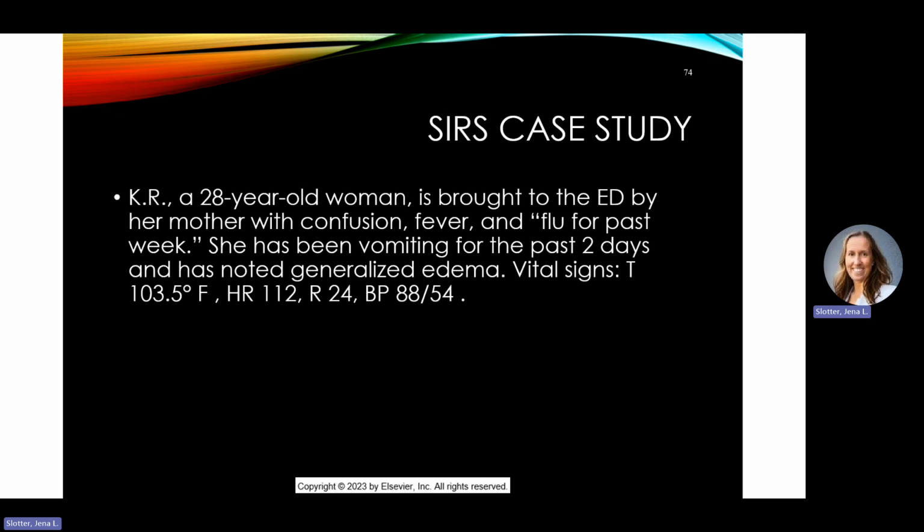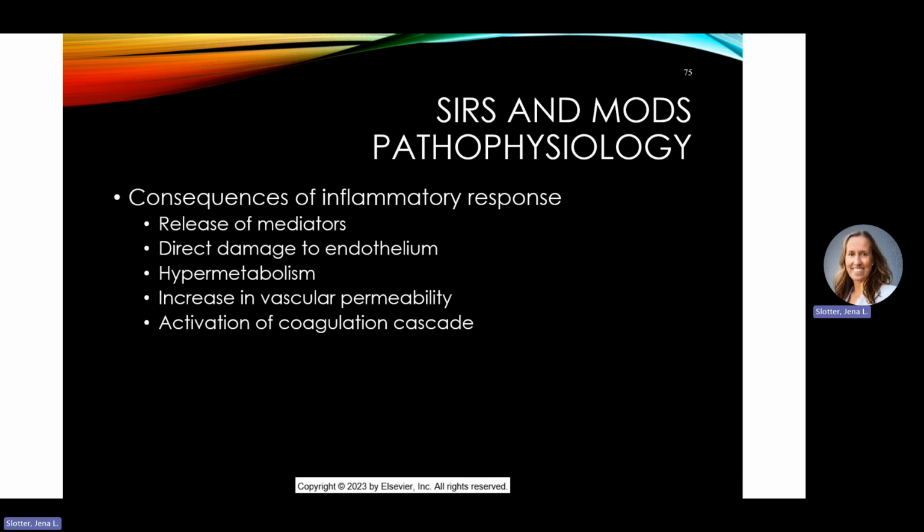So we have another case study patient. We're going to talk about KR. She's a 28-year-old woman brought to the ED by her mother with confusion, fever, and apparently she said she's had the flu for the past week. She's been vomiting for a couple days and noticed some edema. Her vital signs: she has a temp of 103.5, heart rate elevated at 112, respiratory rate elevated at 24, and low blood pressure of 88/54. We'll talk about her as we go through this.